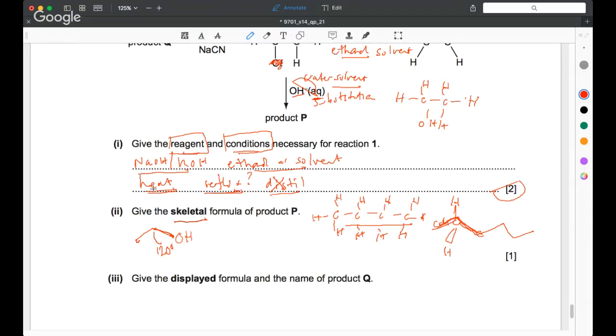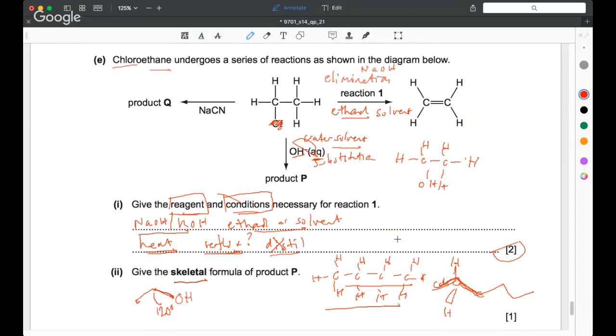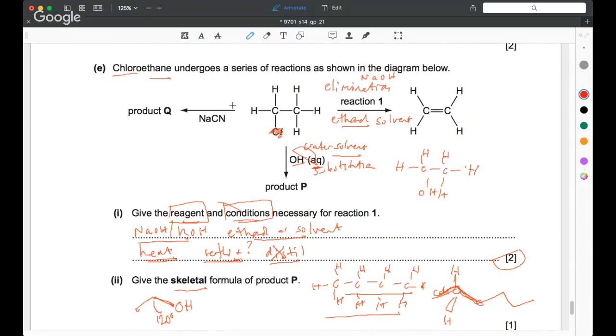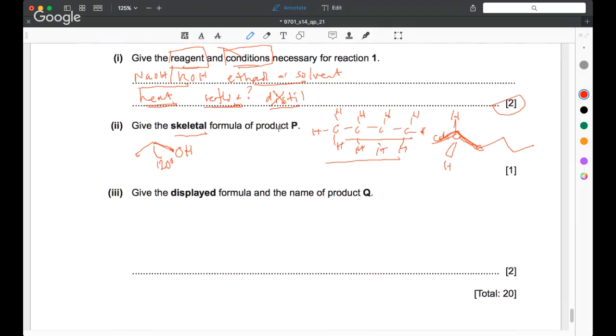Now, we've been working quite hard on these displayed formulae here, haven't we? And we've now got to do a displayed formula for the product over here. Now, when you have sodium cyanide, then again, it's a substitution reaction. We're substituting a chlorine atom for the cyanide, which is a nucleophile, isn't it? It's negatively charged. And so the cyanide ion is a nucleophile, and it's going to substitute for the chlorine that's there. It's a nucleophilic substitution. And we've got to draw the displayed formula.